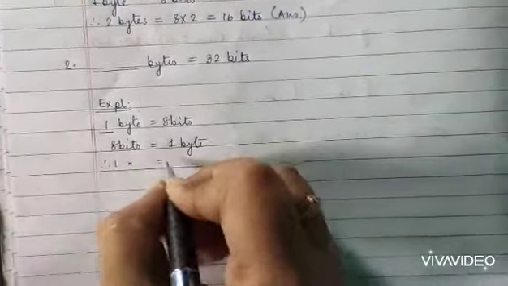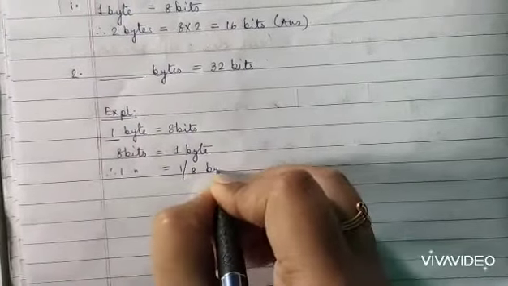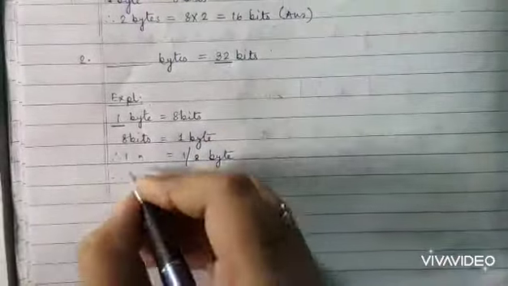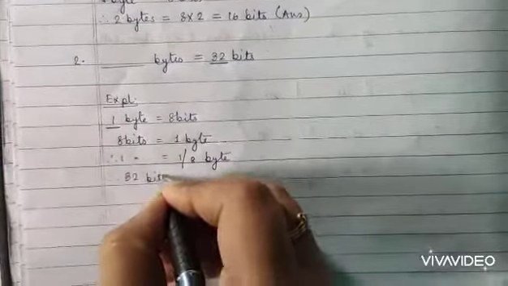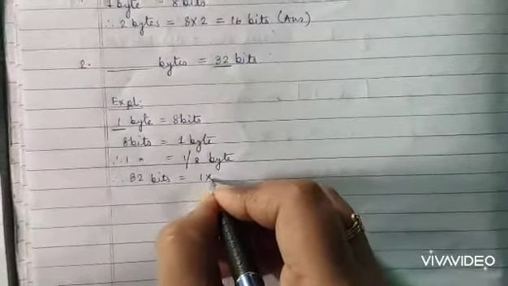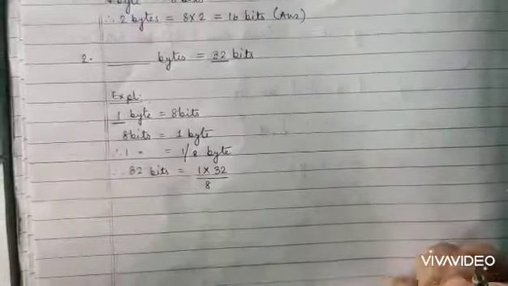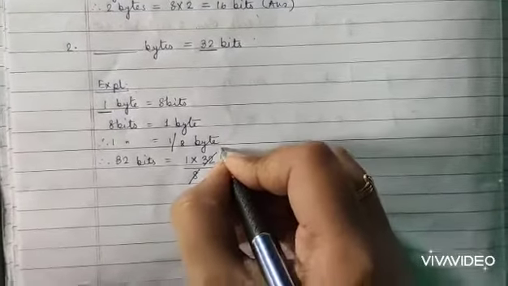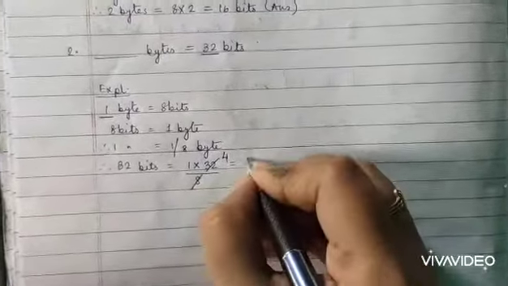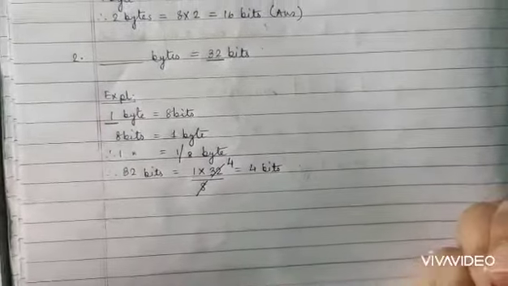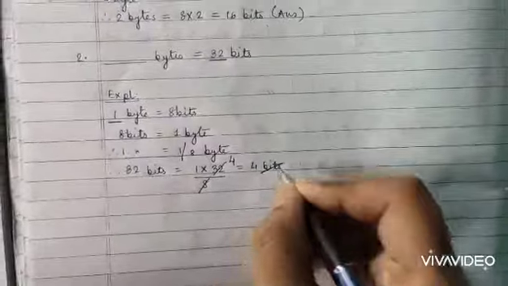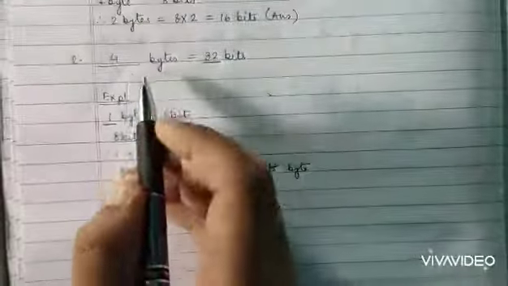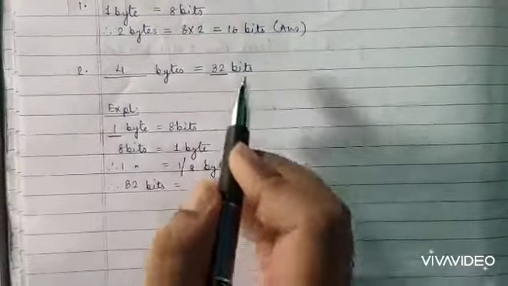Therefore 1 bit is equal to 1 by 8 byte. And then how much? 32 bits is equal to 1 into 32 divided by 8. So we will divide, 4 8s are 32. So the answer will be 4 bits. Sorry, because it's byte, 4 bytes. So the answer will be that 4 bytes is equal to 32 bits.